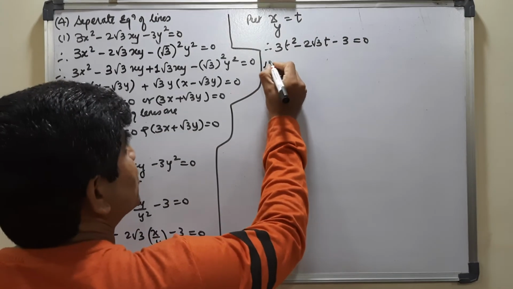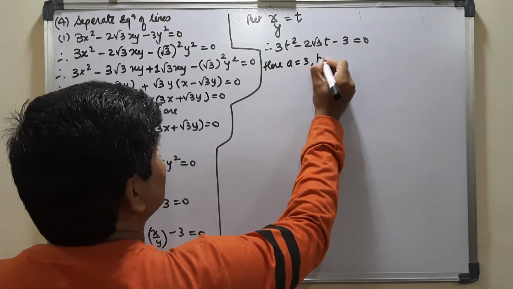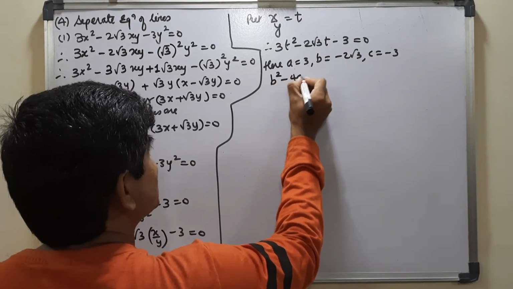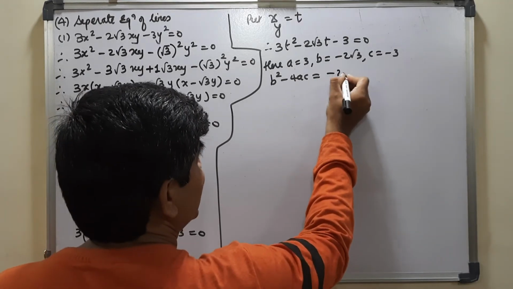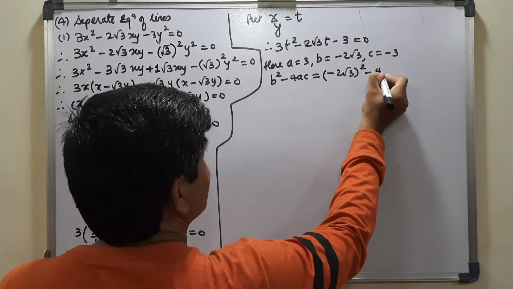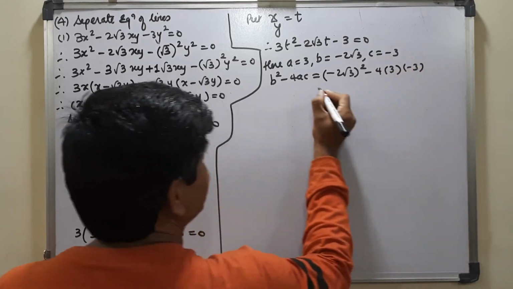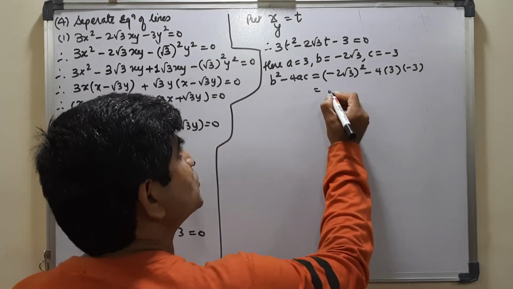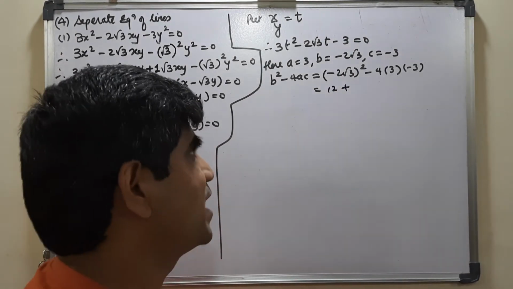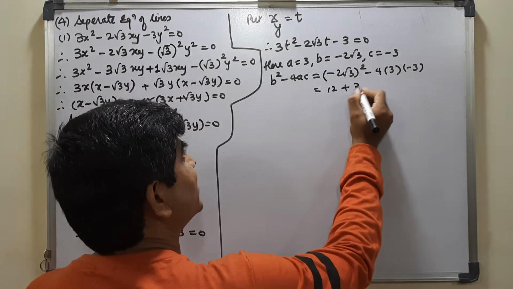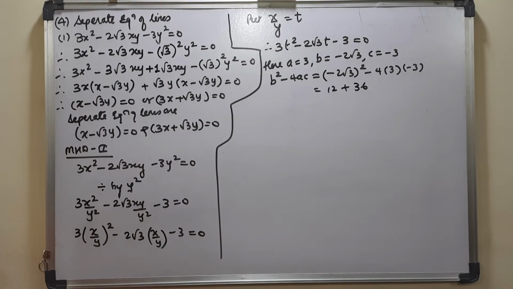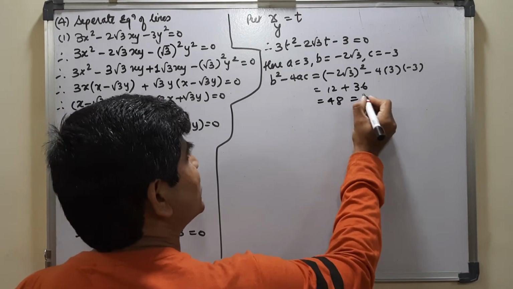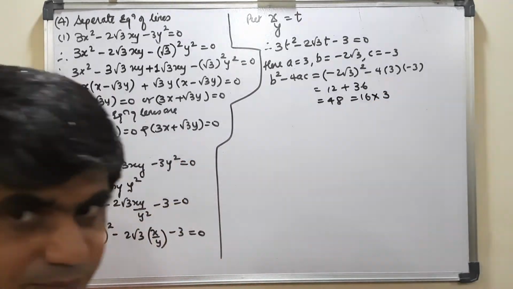Here your a is equal to 3, b is equal to minus 2 root 3 and c is equal to minus 3. Find b square minus 4ac. b square minus 4ac is minus 2 root 3 the whole square minus 4 into 3 into minus 3. So what I get here: 4 3s are 12, 12 plus 3 3s are 9, 9 4s are 36. Correct? Yes, 3 3s are 9 and 4 is 36, so it becomes 48. 48 is nothing but 16 into 3. That is b square minus 4ac.